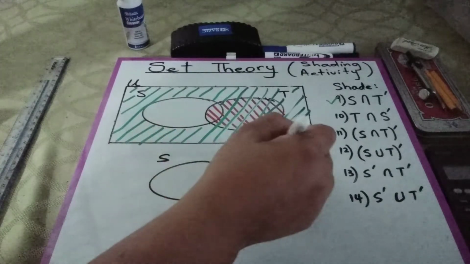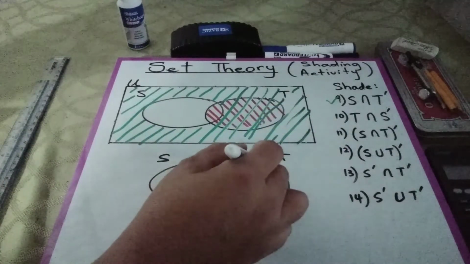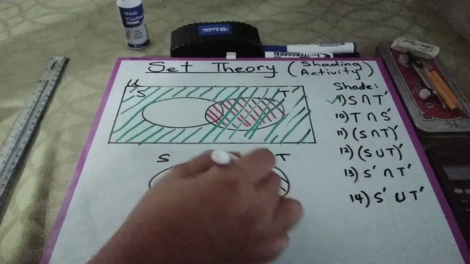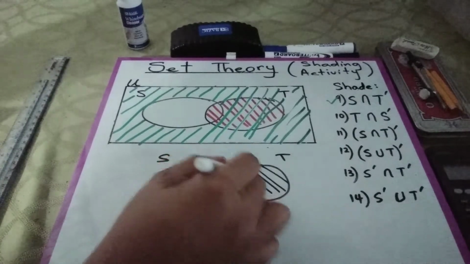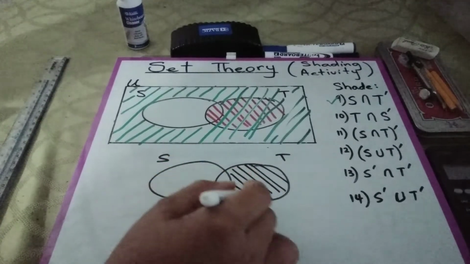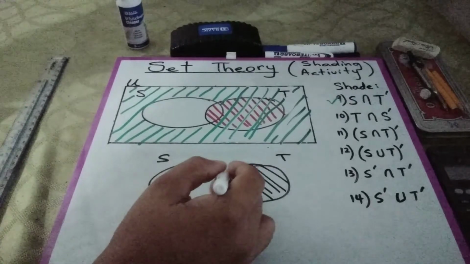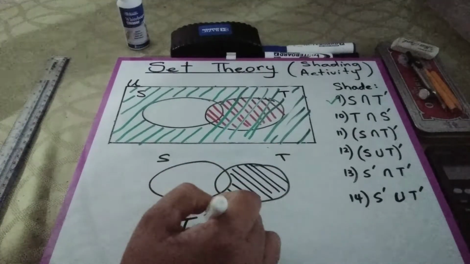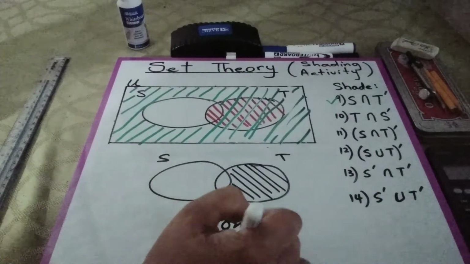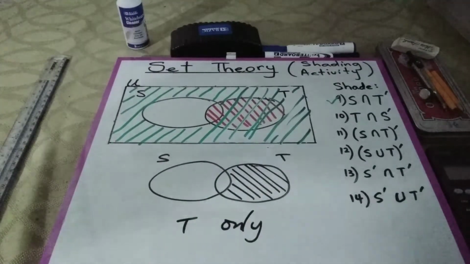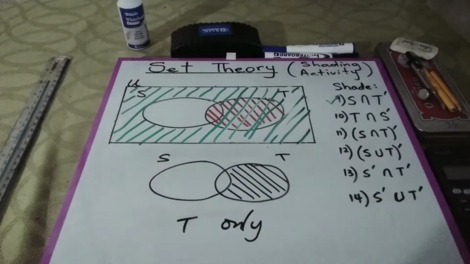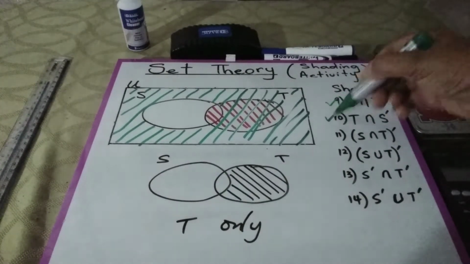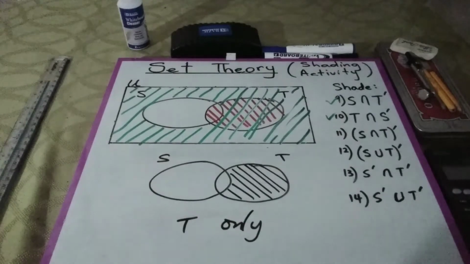So where we see it is not all of T, sorry, T only. T only. So it's not the entire circle T, only where the elements affect T and not the ones that affect T and S. No intersection. So T only is the same thing as T intersect S complement.